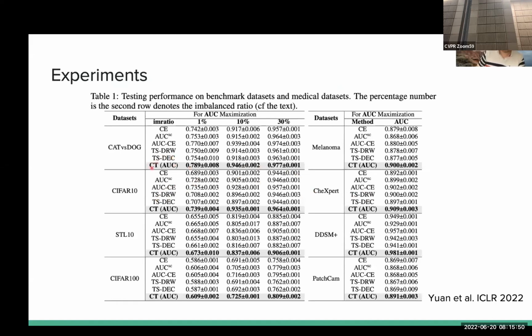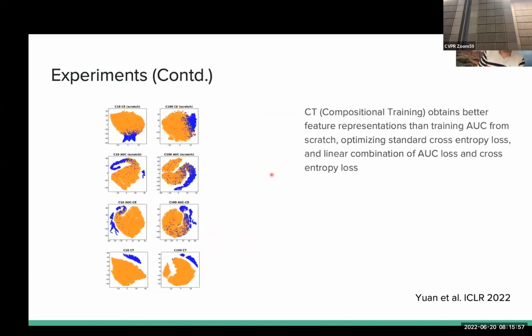You can see that the CT, compositional training, can get uniformly better results than other methods. And there is an illustration in this picture. They consider the visualization of the feature learning. You can see the baselines: cross entropy from scratch, AUC from scratch, and AUC combined with cross entropy, where they add them together and train them together. And CT is compositional training. We can see that the data separate a lot more across different categories. So it means that the feature learning of compositional training is better than the previous methods.